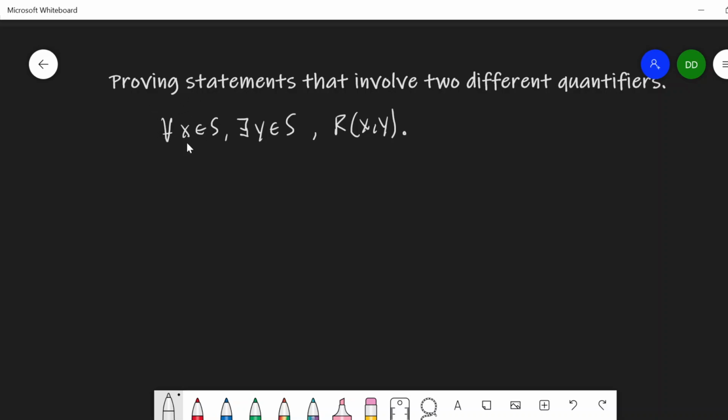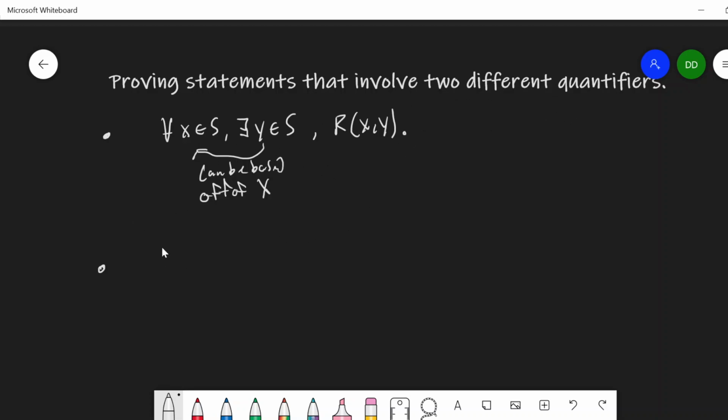One, because we have a universal statement, my x here needs to be arbitrary. I'm given just this arbitrary element of the set S, and then I need to use an existence proof. I need to show that there exists some y that can be based off of x. That is, it can be a function of x, such that R of x, y is true. So there's one type of statement we'd like to be able to prove, and then the other is if I switch the order of these.